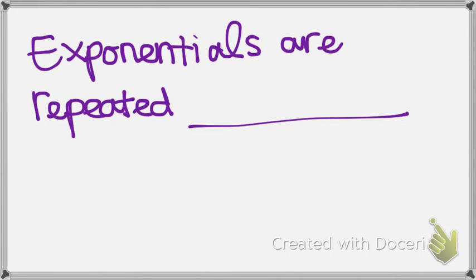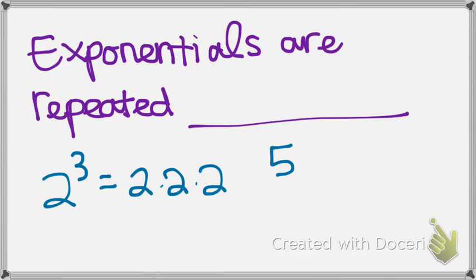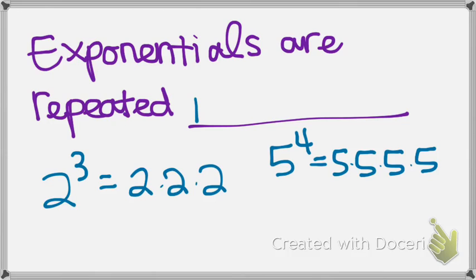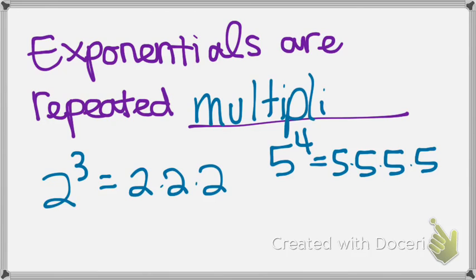Exponentials are repeated blank. Well, if I have 2 to the third, that's the same as 2 times 2 times 2. Or if I have 5 to the fourth, again, that's 5 times 5 times 5 times 5. So it is repeated multiplication. I'm multiplying these numbers together.